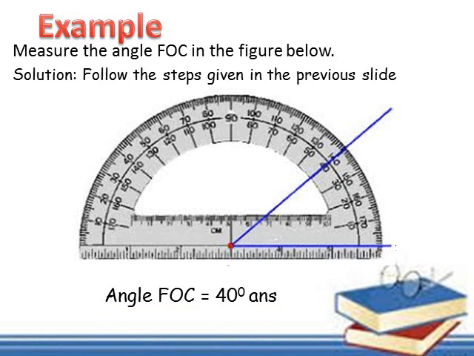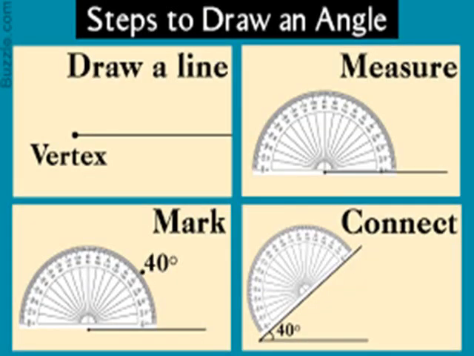Okay. Now let's move to drawing an angle. For you to draw an angle, the first thing is to draw a line, isn't it? And that line is called the baseline, isn't it? Whereas where you have the vertex here, that center point will touch the protractor. Now the next thing is measure. Make sure this line on your paper is exactly where you place the line of the protractor, and this is the center. Then you measure.